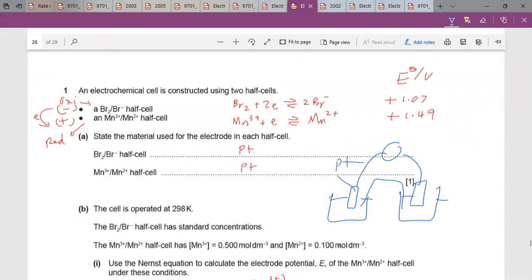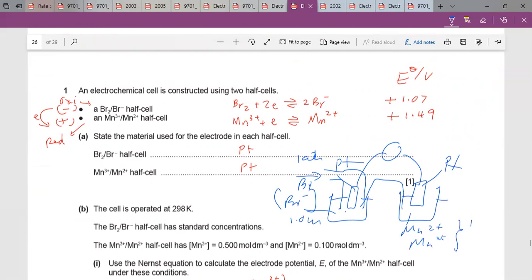Okay, Pt and this Pt. I ask you for Pt here. Here you must put your bromine gas inward here, Br2, 1 atmosphere. Here's your Br minus, which is 1 mole per dm cube. Right, here's your Pt and here's your Mn2+ and Mn3+, both of them 1.0 mole per dm cube, okay, quickly. So this is the whole thing here.